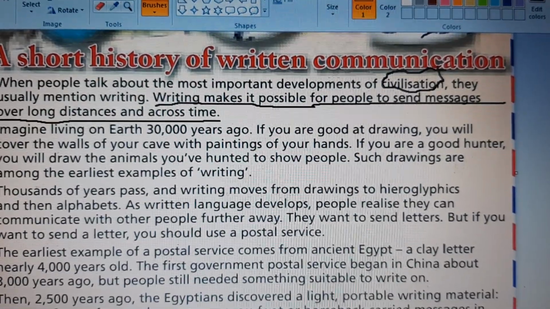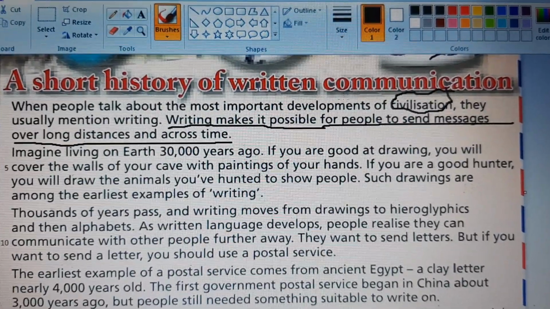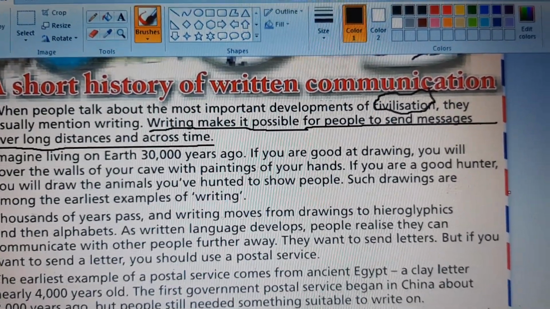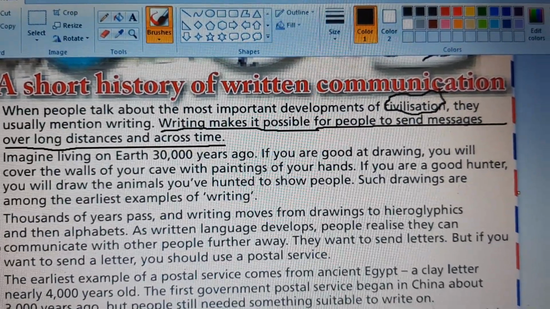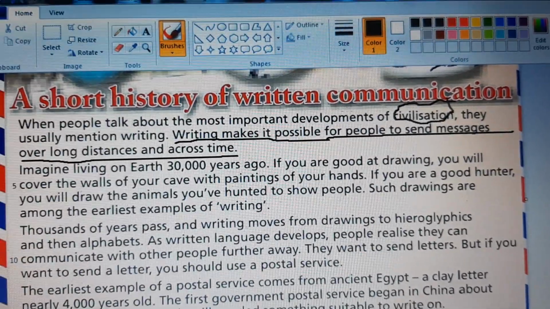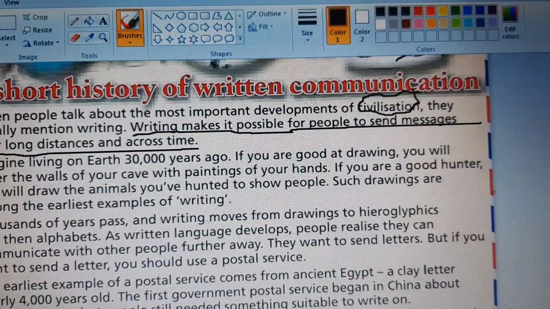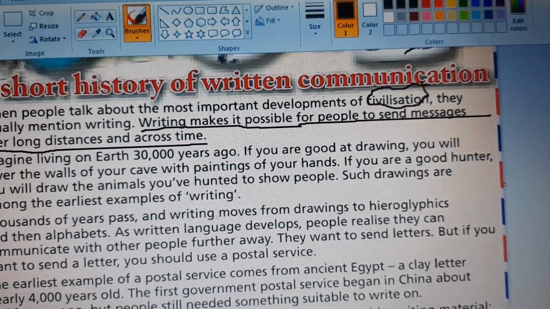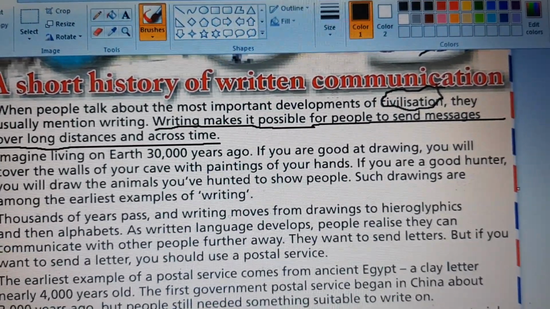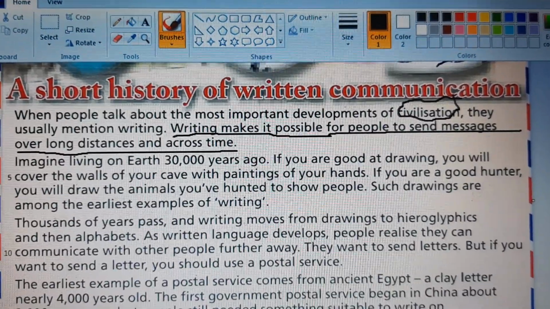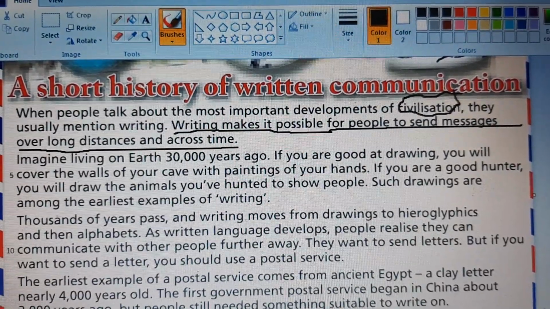So here we have a question: what was the earliest example of writing? Here, drawings. If you lived in the past and you are good at drawing, you will cover the walls of your cave with paintings of your hands. And if you are a good hunter, you can draw the animals you've hunted to show people that. So, we can consider drawings here. Drawings are among the earliest examples of writing.